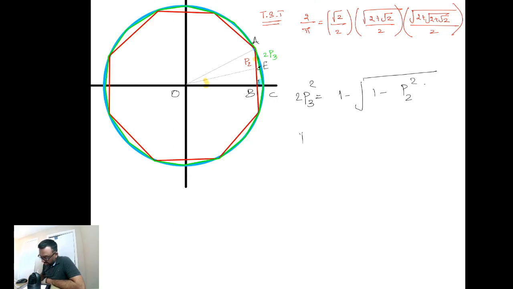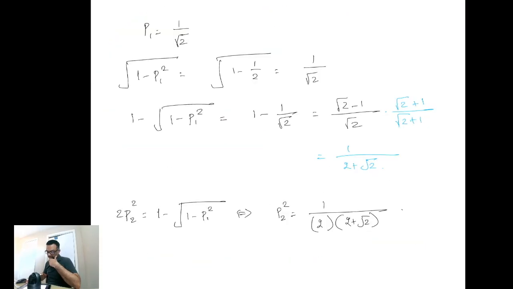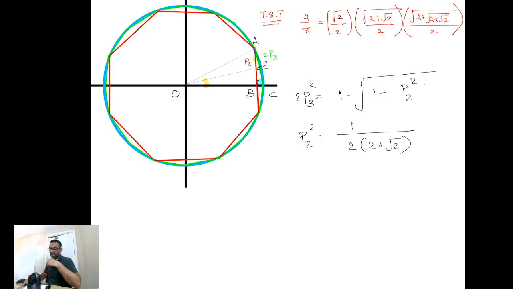And we just got P2 square is of the form 1 by 2 times of 2 plus root 2, correct? So that's where we were, 2 times of 2 plus root 2. That's what was the previous pitch. So let's now try and expand this out to find out what is 2 times of P3 square.